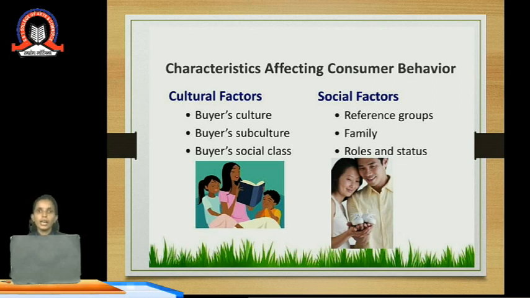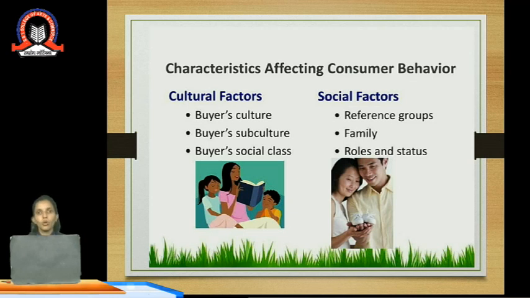Buyer's subculture: culture is again divided into subcultures. As per the requirement of the subculture, consumers purchase the product. Next is the social factor. In that, reference group. It means sometimes some product is recommended by friends, neighbors or other persons. Family: many times the likes and dislikes of the family are followed by other family members. So because of that also, consumer behavior is affected.